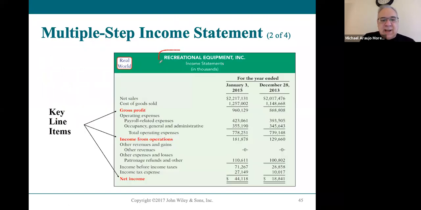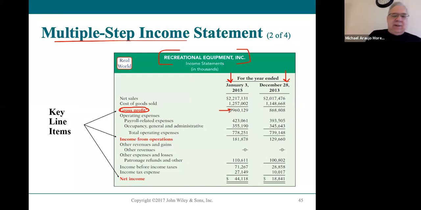Here is that same REI, back-to-back income statements for the fiscal year ending 2013 and January 2015. Same numbers, but now you have the multi-step format. So again, the first thing you notice is the gross profit is calculated for you, okay? So remember, the gross profit simply is the remaining revenue after they pay for the inventory.